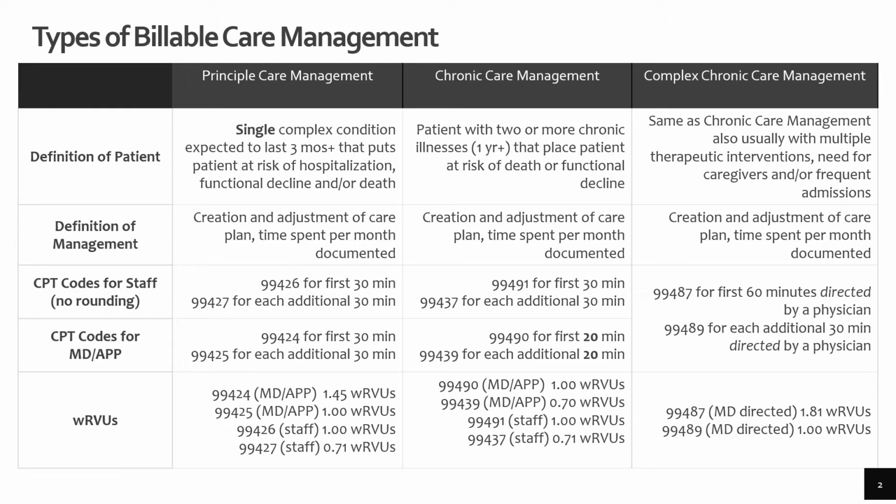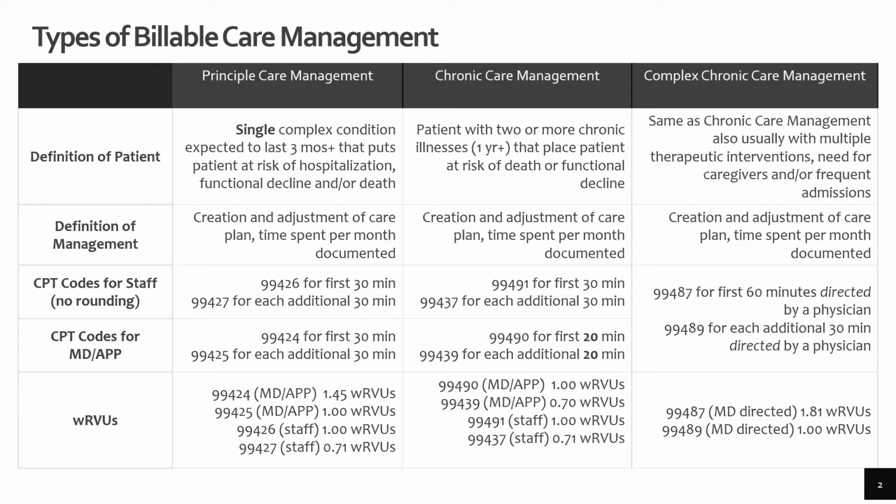For complex chronic care management, it's the same as chronic care management, but the concept is that there's always a high level of decision making. There are frequent interventions, multiple medications, need for admissions and caregivers. So it's really thinking about how sick your patient is.